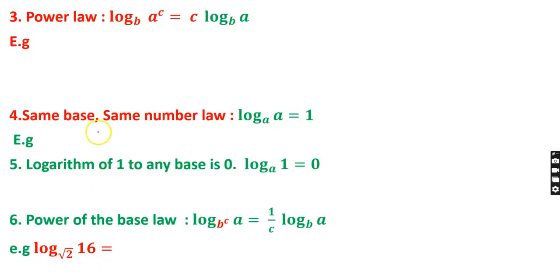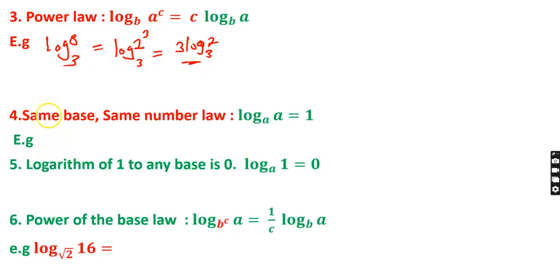The third law is what is called the power law. If the number is raised to a particular power, if log A raised to power C base B, this C will come down to give you C log A base B. Let me give you an example. Let's say I have something like log 8 base 3. Log 8 base 3 will give me something like log, I can change 8 to the lowest common base, 2 raised to power 3, base 3. And this will come down, becomes 3 log 2 base 3. That's an example there.